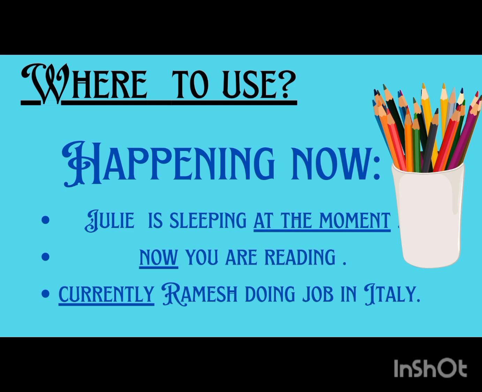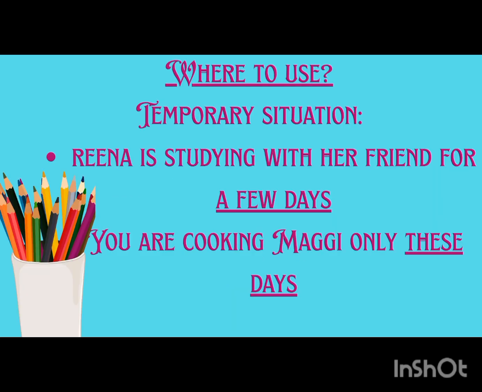we use present continuous tense for happening now. For example, Julie is sleeping at the moment. Now you are reading currently. Ramesh doing job in Italy. Now learn keywords of happening now: at the moment, now, currently. When you see this type of phrases, you just understand the concept that this is present continuous tense.